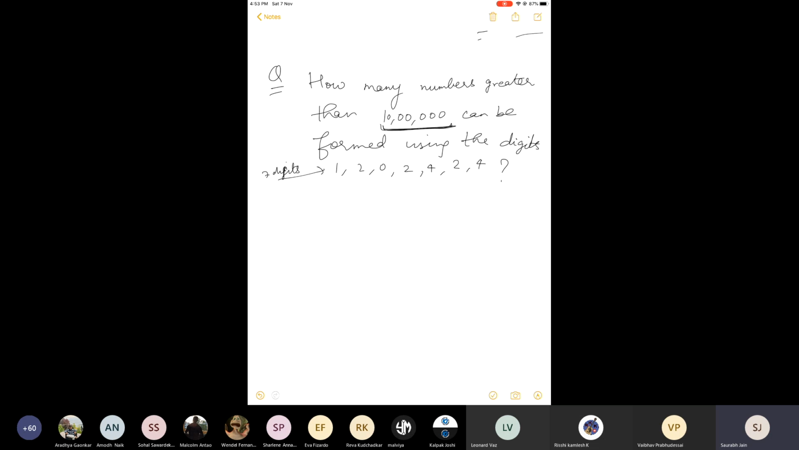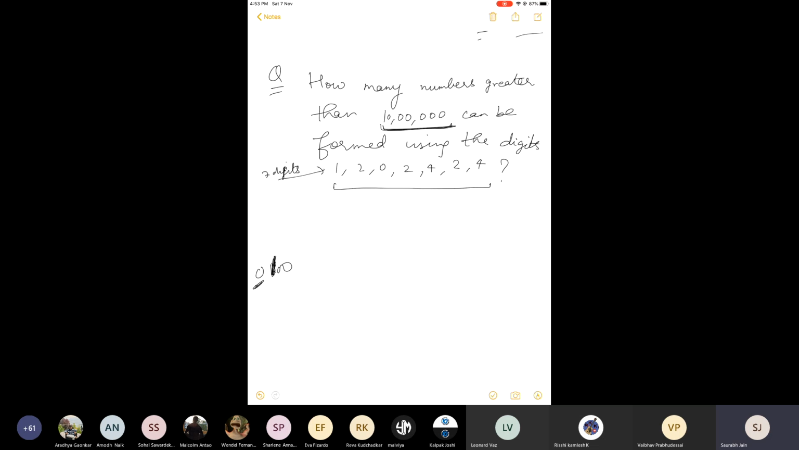Obviously, I cannot say that if I form any number with these digits, it will be greater than 10 lakh. The number cannot start with 0. If the number starts with 0, it will not actually be a 7 digit number. Because if I write 0100, I will read it as 100 and not 0100. So 0 before a non-zero digit is insignificant, and then it becomes a 3 digit number. So I cannot start any number in our answer with 0, right?